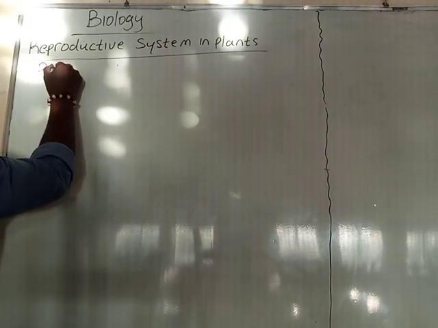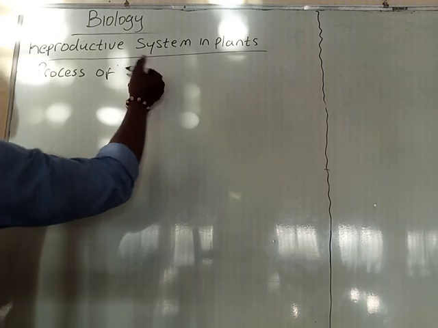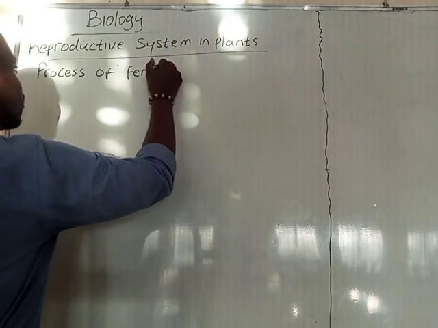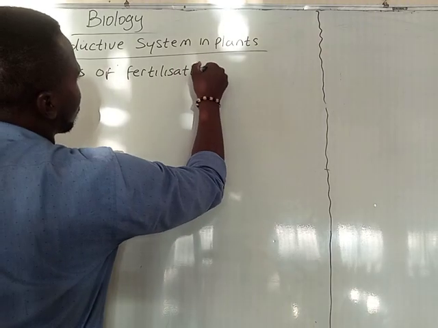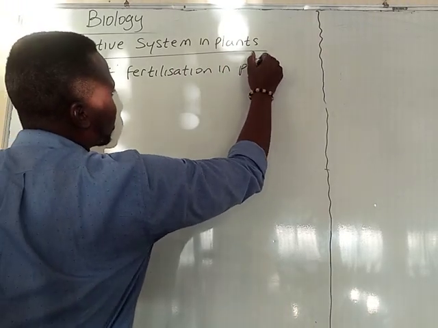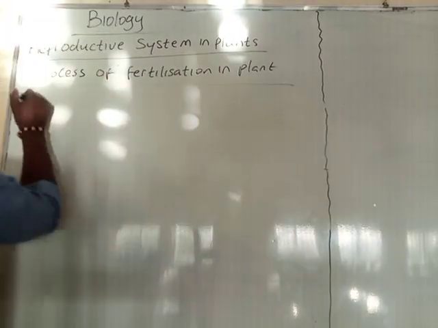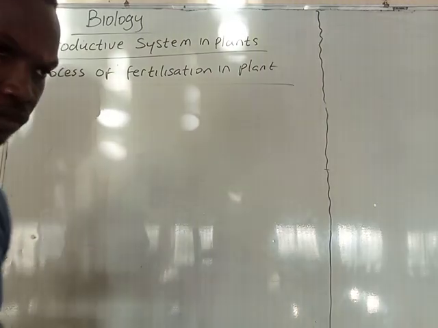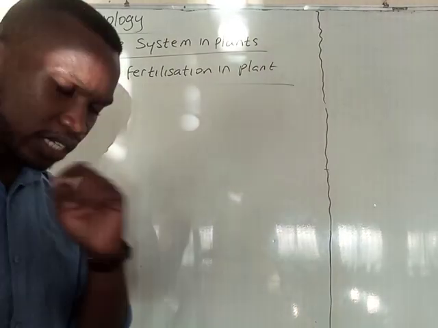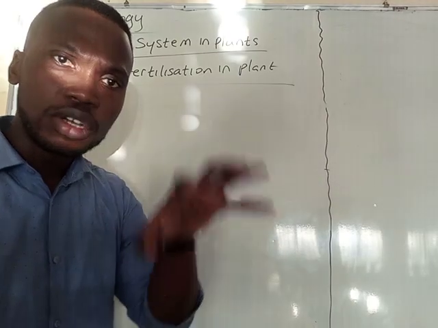I'm going to say the process of fertilization in plants. Real quick, I'm going to make it as easy as possible. Number one, the pollen grain lands on the stigma.